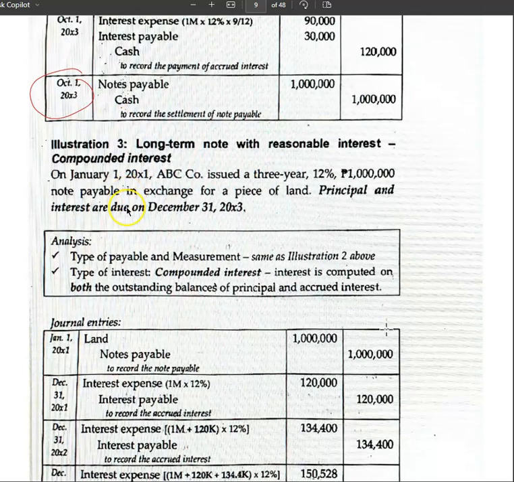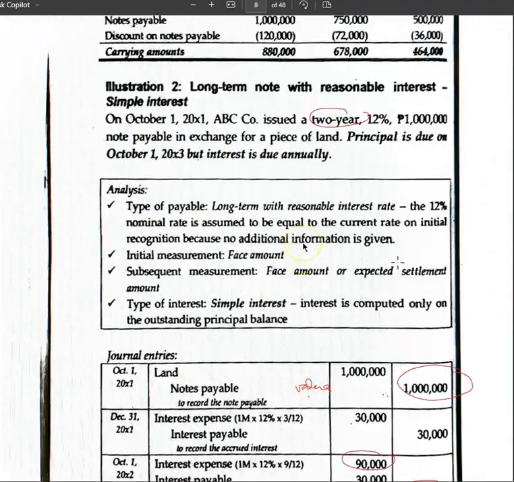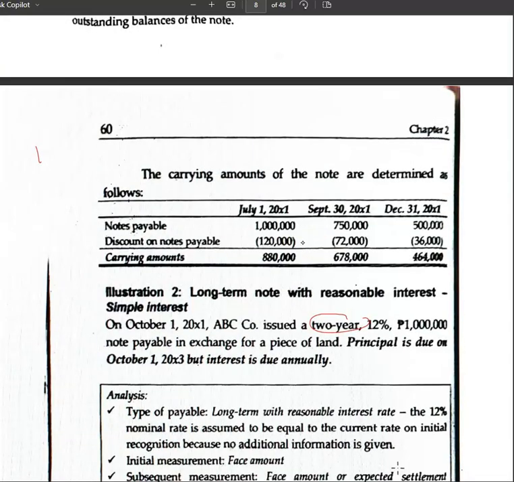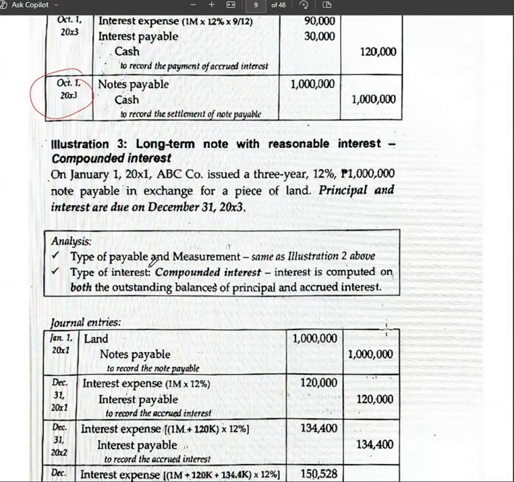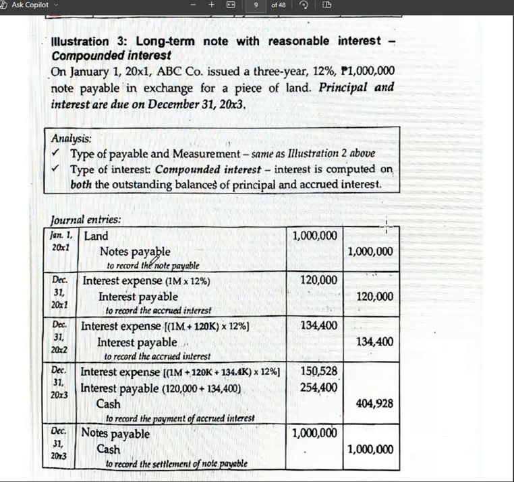Now let's have this illustration about the long-term note with reasonable interest compounded in. What we did earlier in illustration 2 is a simple interest. Long-term siya pero simple interest. Pero itong illustration number 3 is compounded siya, hindi na siya simple. Okay, now how do we do this one?